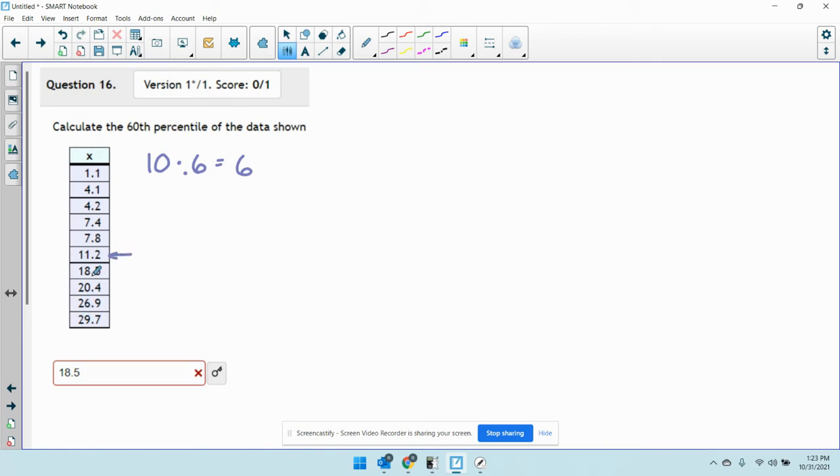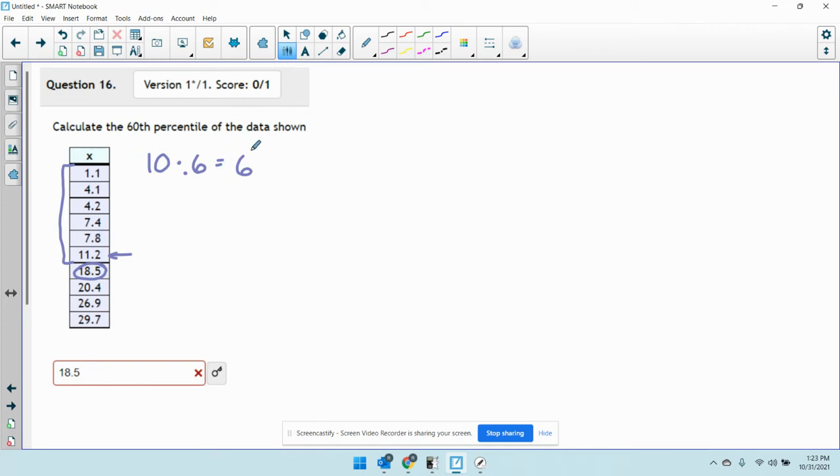Now, I like your answer of 18.5 because the problem with using 11.2 is that it is the 60th. That can't be your 60th percentile because that's part of the bottom 60%. You can't use it to cut off the bottom 60% since it is in fact part of the bottom 60%. So I see you're saying, all right, here's 60% of the data, so it must be this one. And you wouldn't be wrong. It's just you're not giving the exact answer the computer wants.